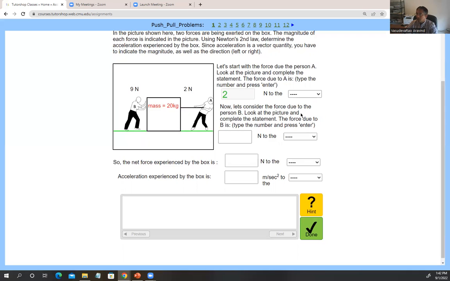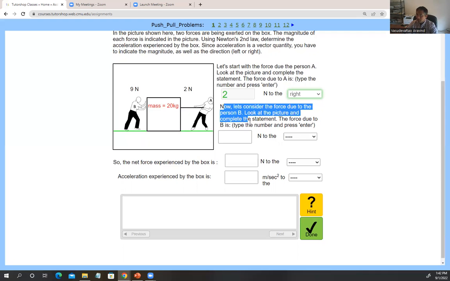And the student also has to say in which direction the force is applied. So for example, it's 2 newtons to the right. Okay, now if I accidentally press left, you see that the answer is highlighted in red, which means that it's a wrong answer. So I say it is right, and now the answer is correct.